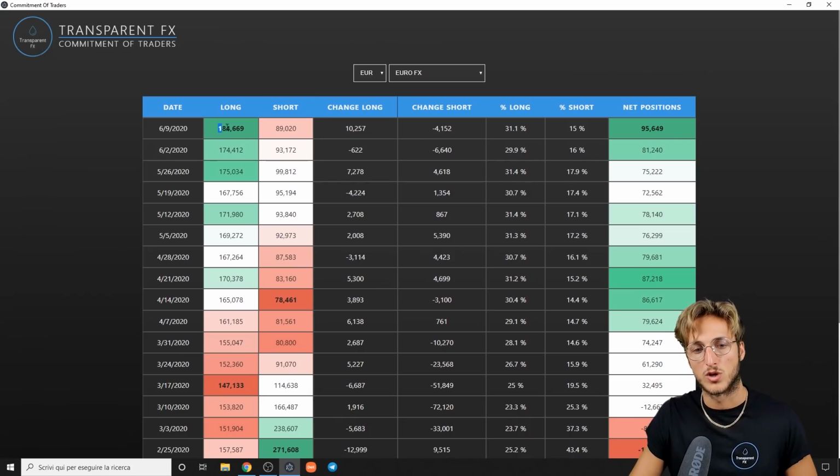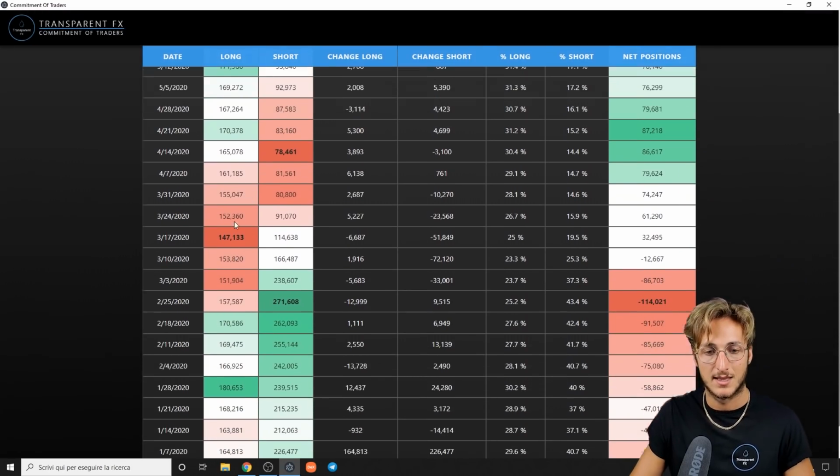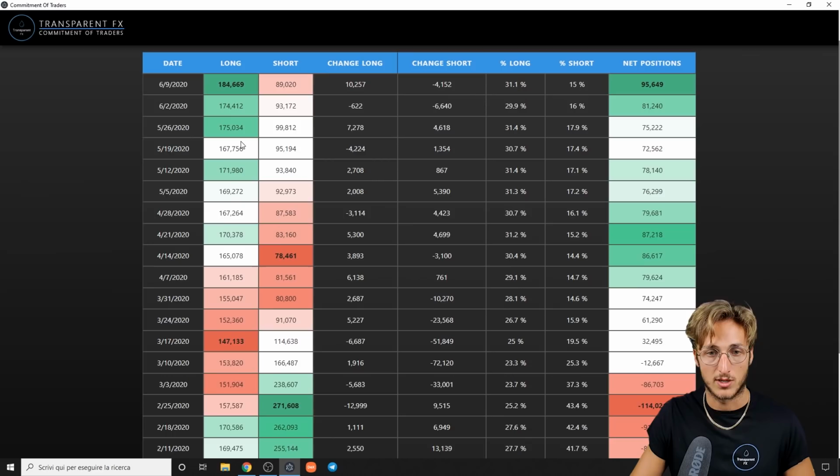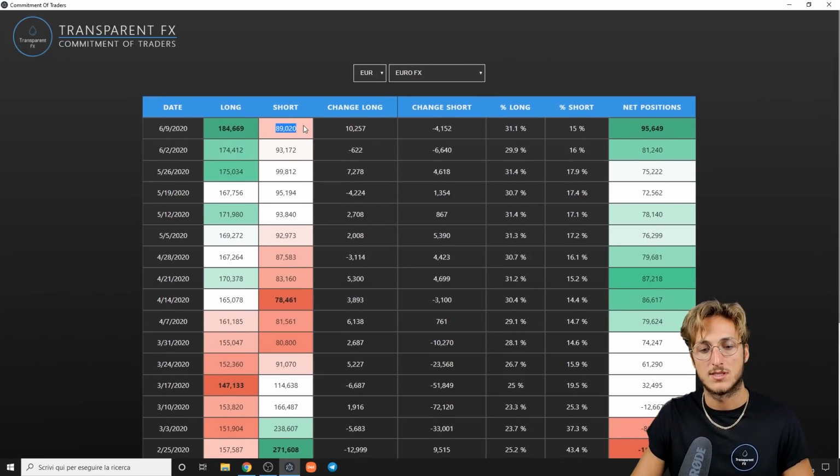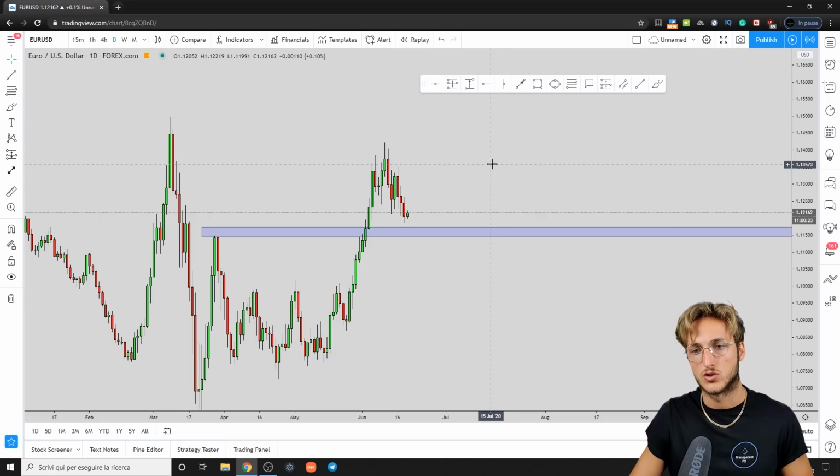In fact, we're currently sitting with 184k longs on Euro USD, which is one of the highest levels that we had in quite a long time. And we're currently sitting with 89k shorts. With the last report, we can also see that they closed 4k shorts and opened 10.2k longs, bringing the overall long exposure at 31.1% and short exposure at 15%. So we can definitely expect the continuation to the upside.